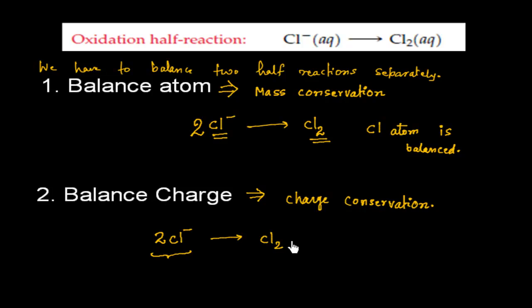So to balance this charge we have to add electron. So we can add 2 electron this side. Now this equation is balanced. So this half reaction, that is 2Cl minus gives Cl2 plus 2e, is the first half reaction. So first we balanced the oxidation half reaction: 2Cl minus gives Cl2 plus 2e. This is balanced, the oxidation half.